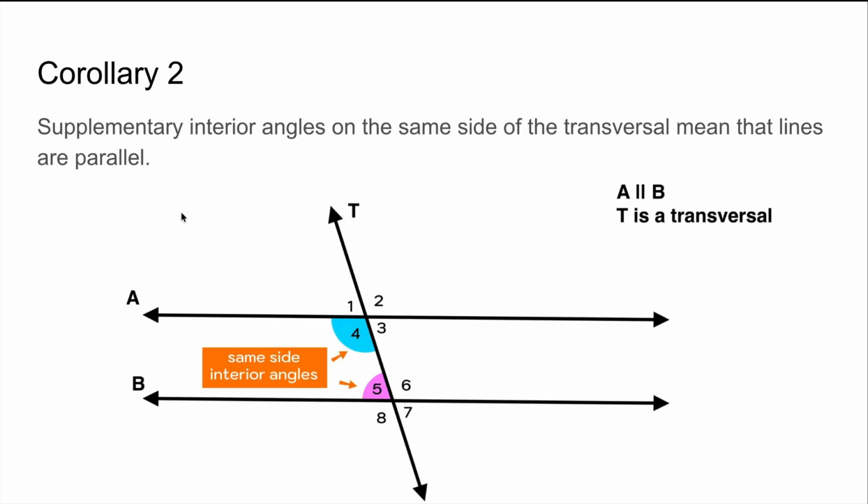Corollary 2. Supplementary interior angles on the same side of the transversal mean that the lines are parallel. So this is a way to prove lines are parallel. If angle 4 plus angle 5 add to 180 degrees, you know that line A and B are parallel. And these two lines right here mean parallel.